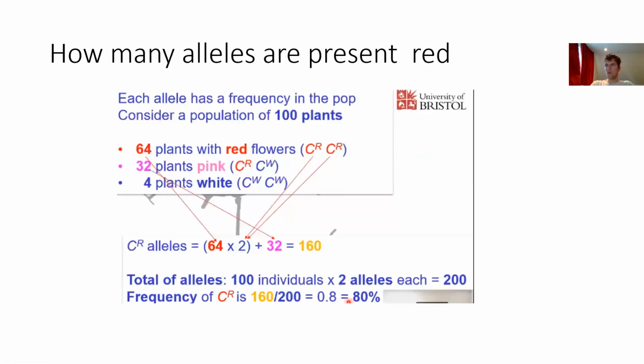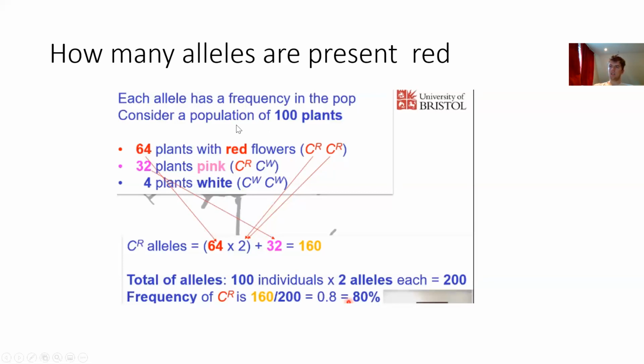So first of all, we'll look at a population of 100 plants. We're going to use this one example to talk through how to derive Hardy-Weinberg and how to use it. Let's look at red plants first. There are 100 plants, this was given. In the population, there are 64 red flowers, and they have the genotype CRCR. We're trying to find out how many CRs are in the whole population of 100 plants.